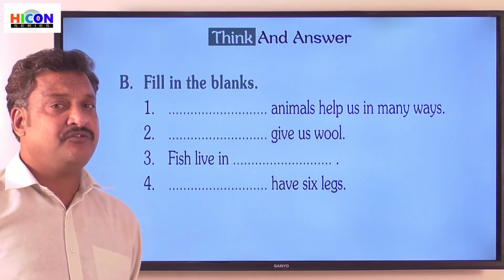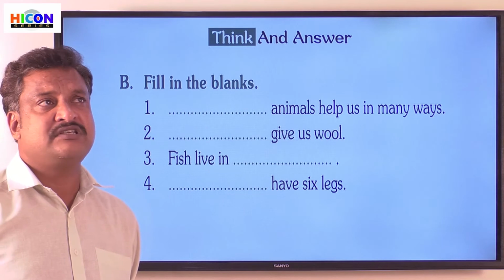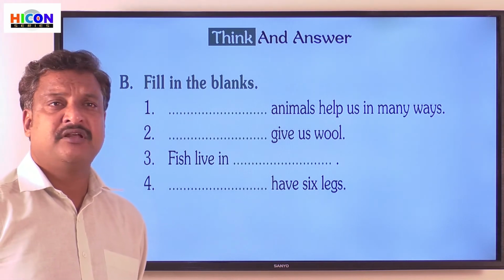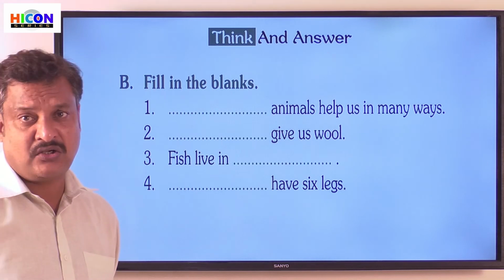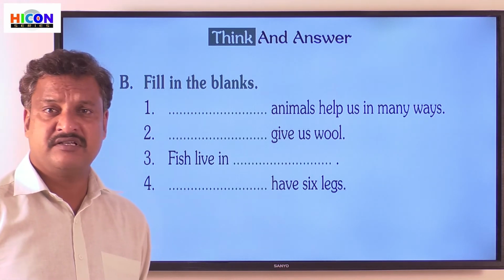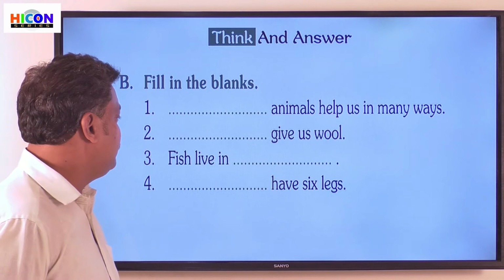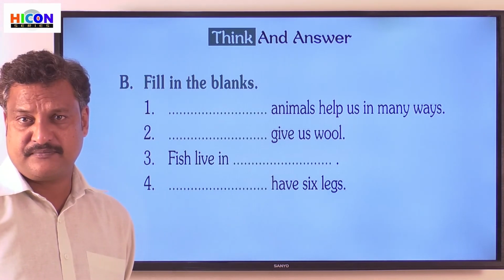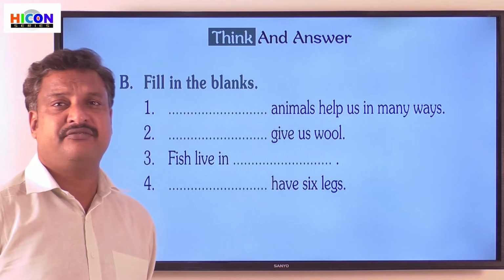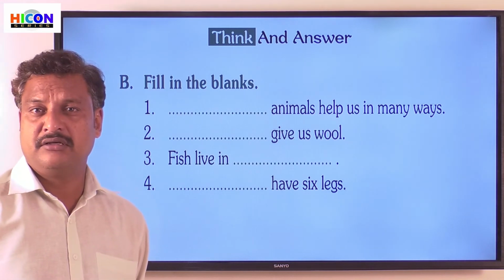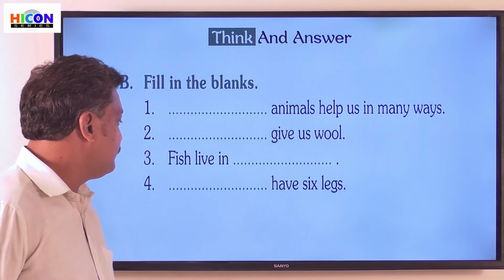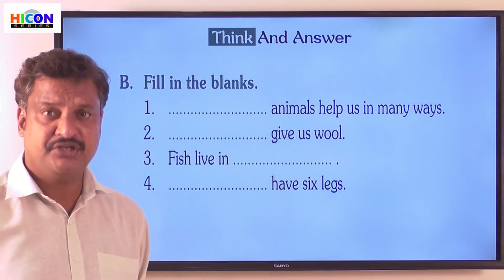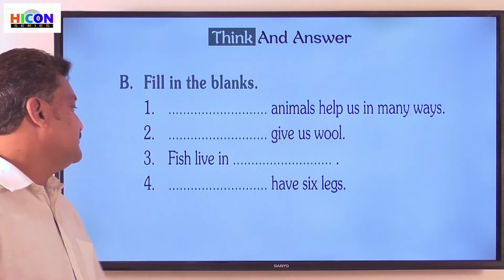Now, fish live in dash. Another classification of animals we have: animals who live on land are called land animals. Some animals live in the water. They are called water animals, isn't it? So what are the examples for water animals? Yes, fish, octopus, jellyfish, sharks. So where do fish live? Fish live in water.